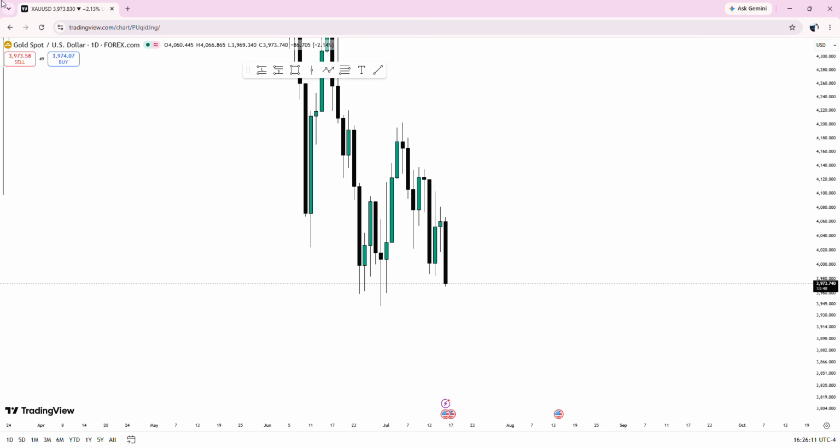Day one of just practicing ICT concepts. Just using these ICT concepts to try and figure out how we can take these trades in the market.